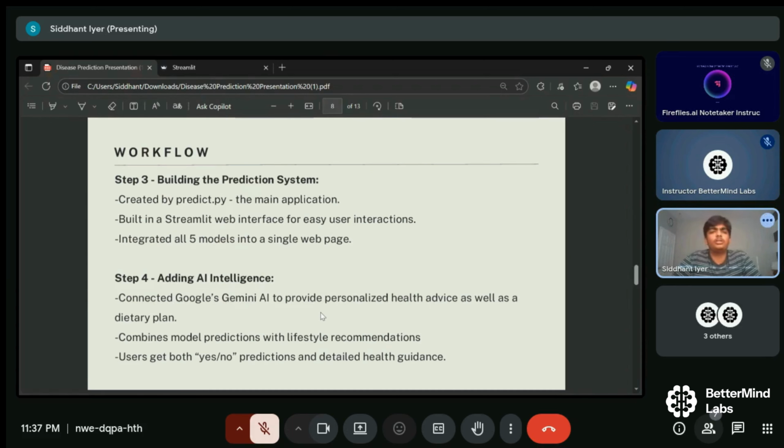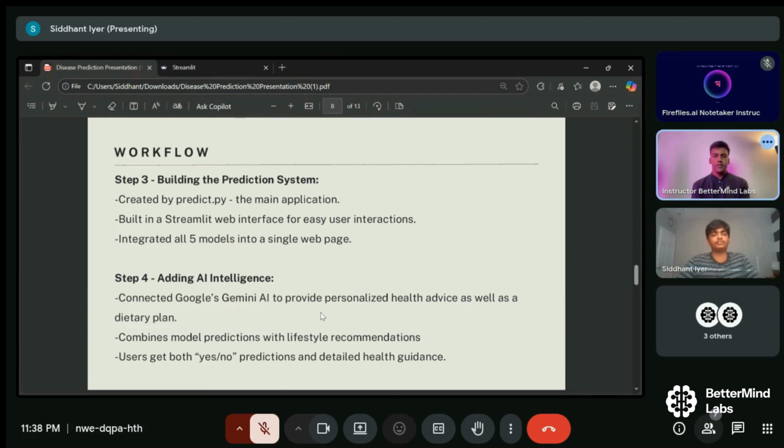And our third step was building the prediction system. This was our main program called predict.py. And in this program, we implemented all the 5 models into a single web page, which we used Streamlit for. Why go for 5 different models? Like you could have used one model to predict all, right? We separated each one into 5 different models so that each one would be accurate. It's easier to organize and we could determine the accuracy of each one rather than all five combined.